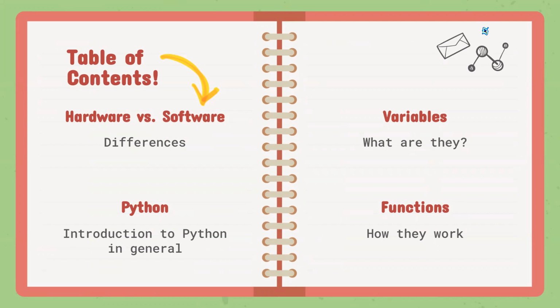And as for the table of contents for today, we'll be going over hardware versus software, so basic similarities and differences, and then we'll be going over an introduction to Python in general. And then we'll be covering what variables are and how they really work. And then lastly, we'll cover functions and how they actually work.